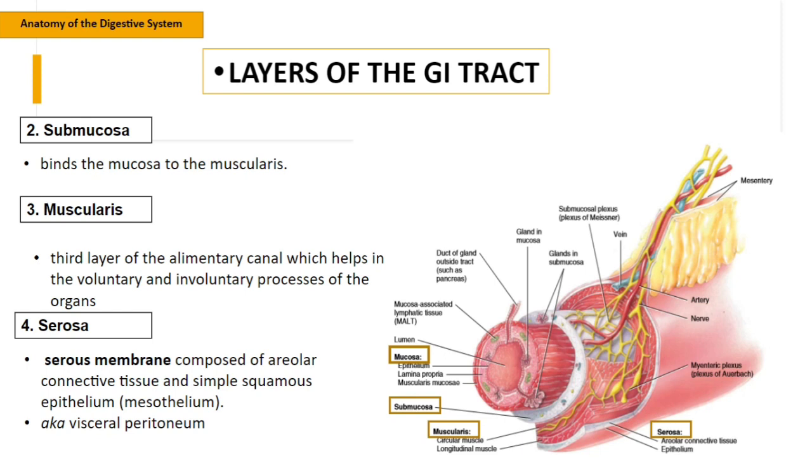Then the fourth layer, of course, is your serosa, which is also known as the visceral peritoneum. It is composed of, again, an areolar connective tissue and a simple squamous epithelium, otherwise known as a mesothelium.